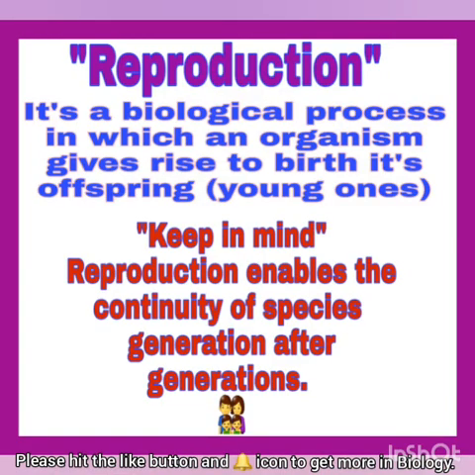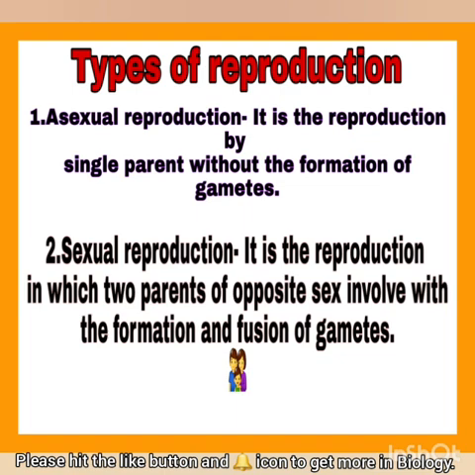That is reproduction, which enables the continuity of a species generation after generation. Actually, reproduction is a biological process in which an organism gives birth to its offspring or young ones. We can also call them offsprings. This is reproduction. Now, what are the types of reproduction? First one is asexual reproduction, by a single parent without the formation of gametes. On the other hand, second one is sexual reproduction, the reproduction in which two parents of opposite sex are involved, with the formation and fusion of gametes. Is that clear?